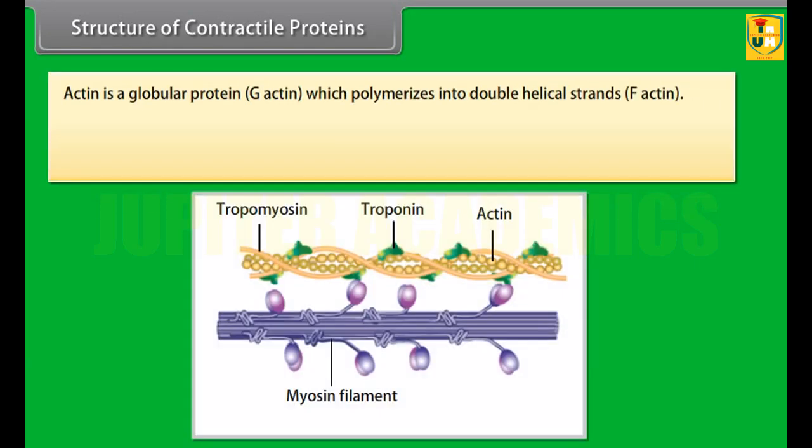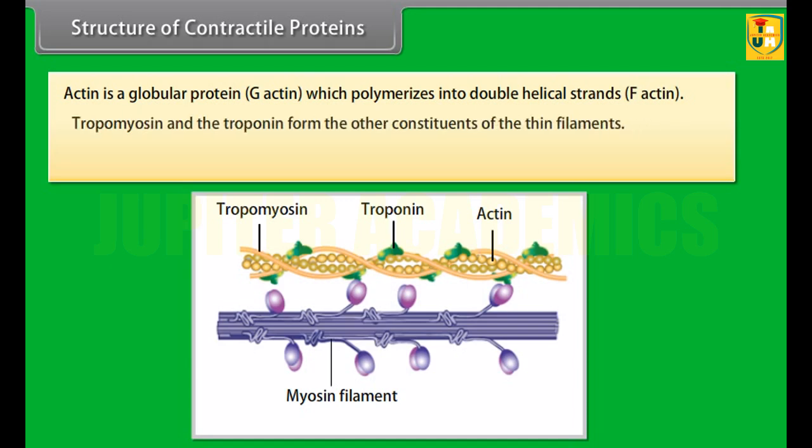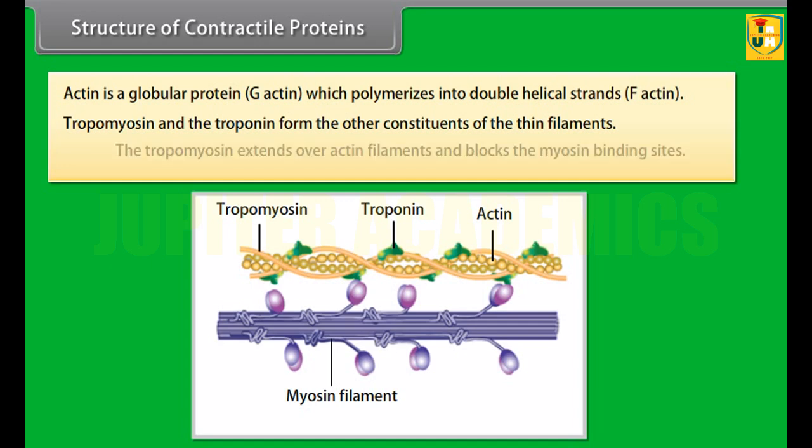Structure of contractile proteins. Actin is a globular protein, G-actin, which polymerizes in double helical strands, F-actin. Tropomyosin and the troponin form the other constituents of the thin filaments. The tropomyosin extends over actin filaments and blocks the myosin binding sites.